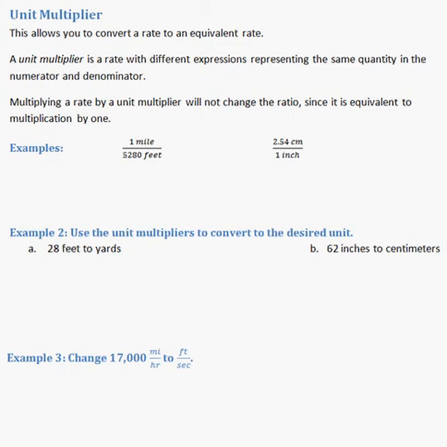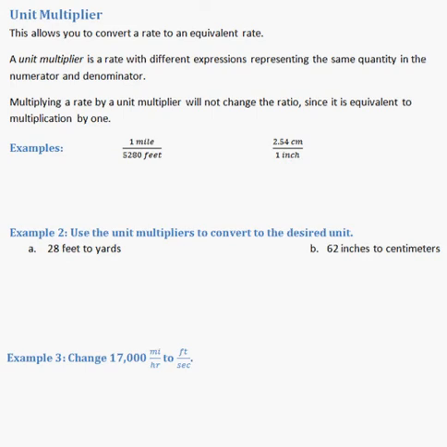Moving on to the next part is unit multipliers. Unit multipliers allow us to convert a rate into an equivalent rate. We see this when we deal with speeds. Here in the US, we work with miles per hour, but in other parts of the world, it's kilometers per hour. Physicists and other scientists like to use meters per second sometimes, so we want to be able to convert. So you should know your different conversion things.